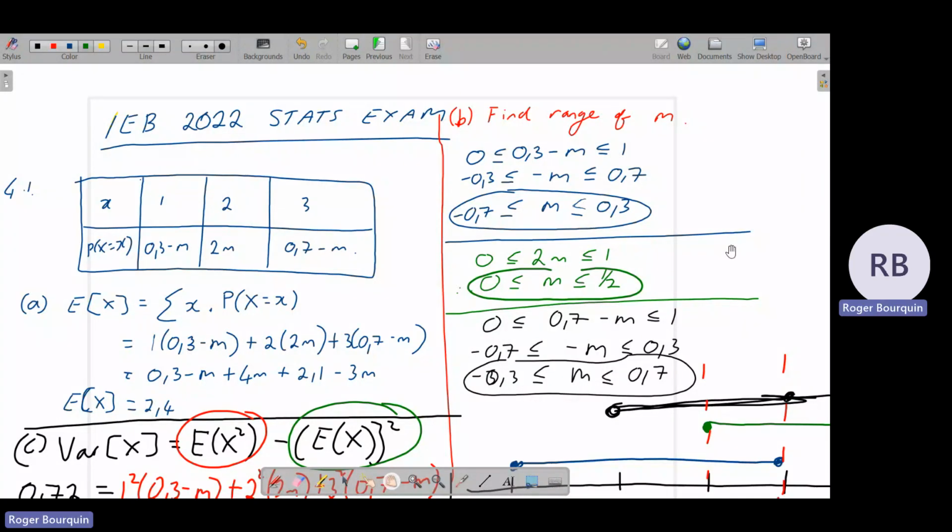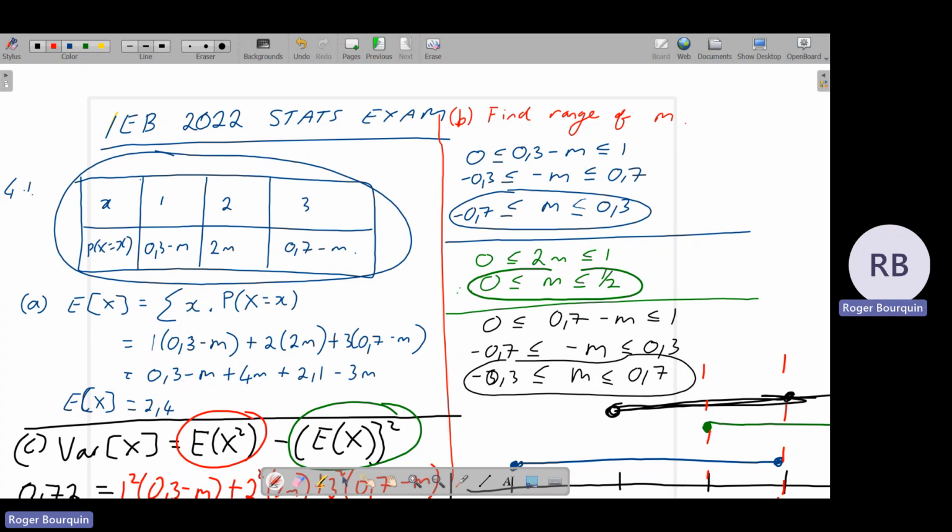Right, guys, so we are on question 4.1 of the IEB 2022 stats exam. You were given the probability distribution of a discrete random variable x, given by this over here. And the first question was to find the expected value, or the mean, of this discrete probability function, otherwise known as a probability mass function.